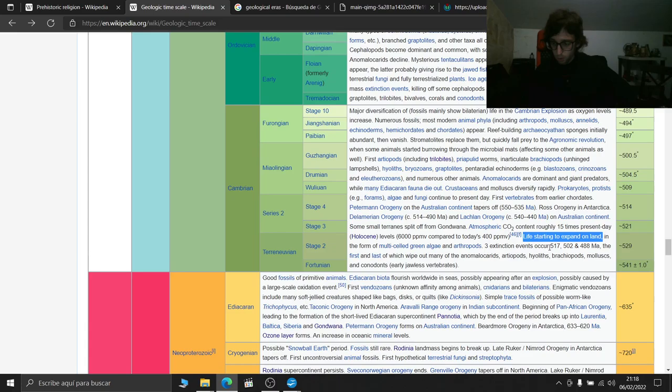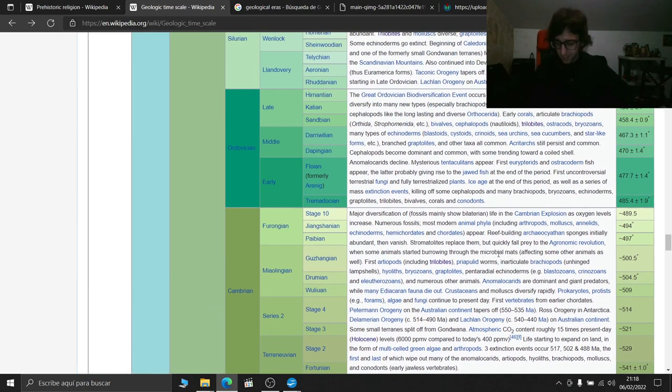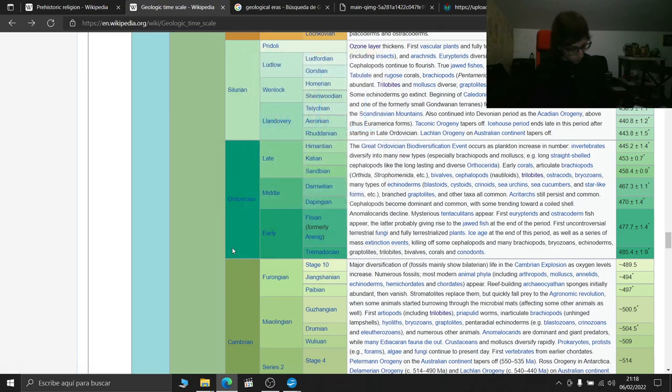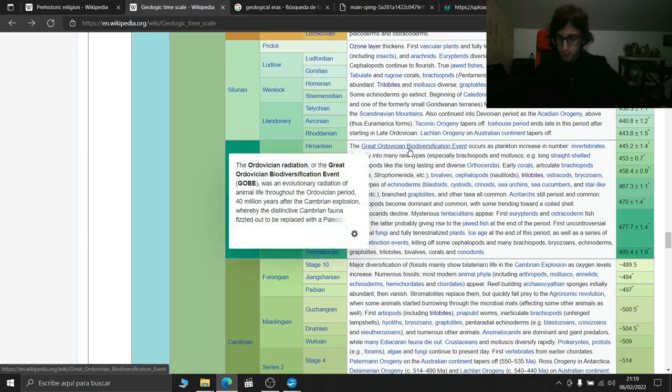Three extinction events occur, the first and last of which wipe out many of the animal species, arthropods. So, yes, the extinction events will happen. There are many extinction events. Okay, that is the Cambrian, then the Ordovician. I have it here written in Spanish, so I'm having a hard time with the pronunciation, but Ordovician, the invertebrate animals are the ones who have the domination.